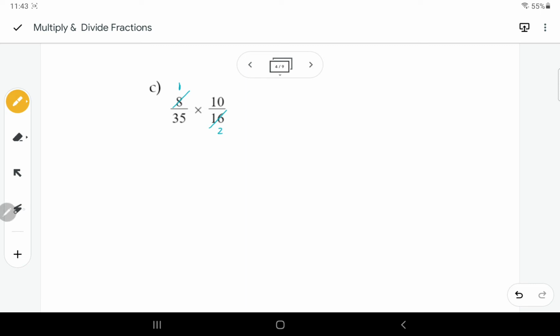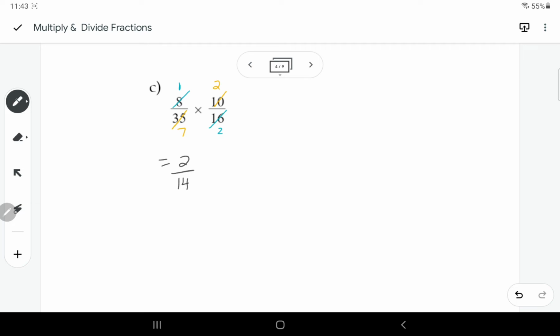Looking at the 35 and the 10, I can divide each of those ones by 5. So 10 divided by 5 is 2, 35 divided by 5 is 7. Now I'm going to multiply the numbers that are left. 1 times 2 on top is 2, and 7 times 2 on the bottom is 14.